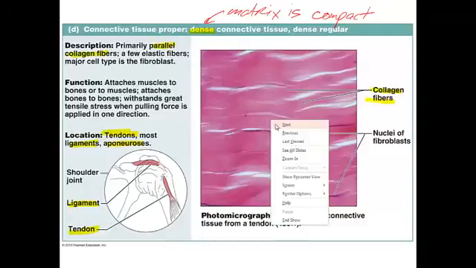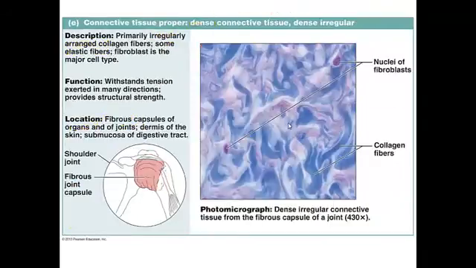The next type of dense connective tissue that we have is called dense irregular connective tissue. And the difference here is that the collagen fibers are going to be irregularly arranged. So they're going to be going in different directions. And the reason they go in different directions is to withstand tension that could be exerted in many different directions. So a great example of this would be in the dermis, where we have dense irregular connective tissue. Again, it's a subtype of dense connective tissue. Also, the submucosa of the digestive tract is another example that we find this.